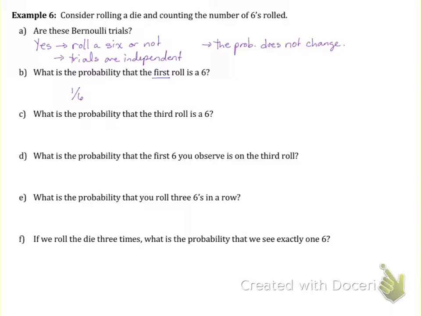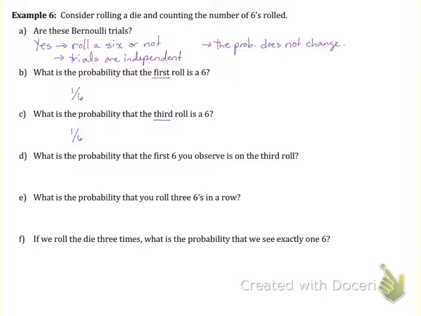What's the probability that the third roll is a 6? Well, these are independent trials, so it doesn't really matter if it's the first roll or the second roll or the 10th roll. The probability of rolling a 6 is always 1/6.